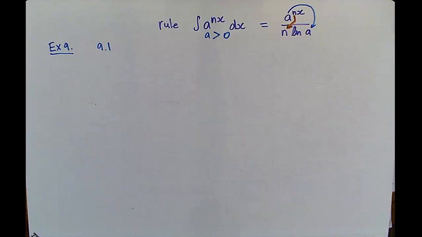So 9.1. We have the integral of base 3 to the 2x. So write it all as it is. Take the exponent, place it in front, ln of the base. So there's the base 3, ln 3. So there's the 2, and there's the 3.